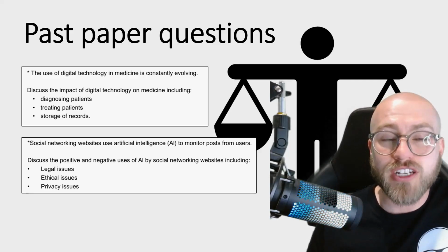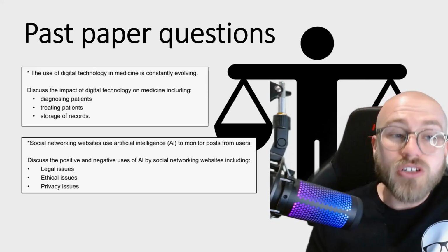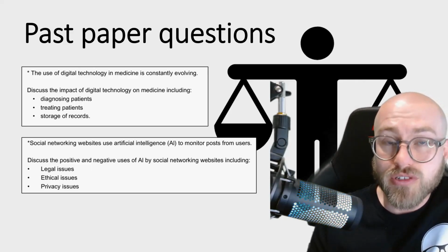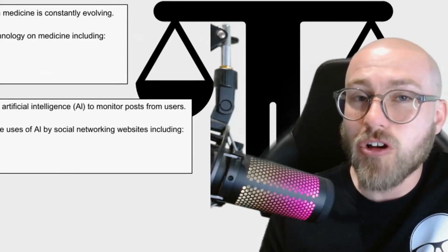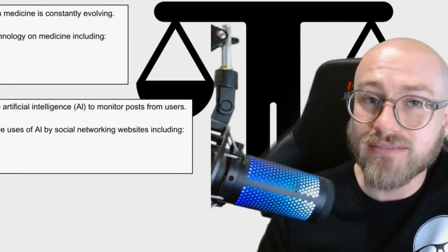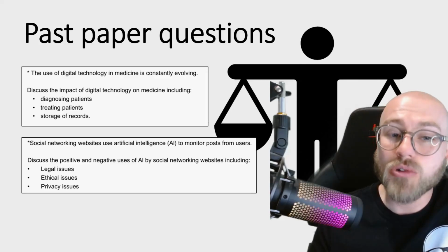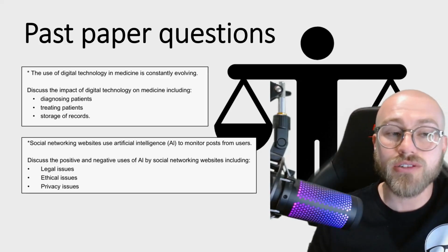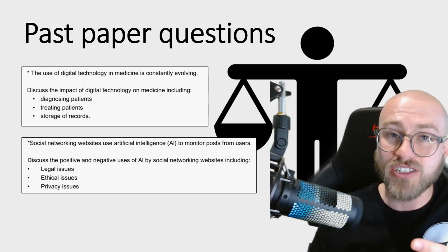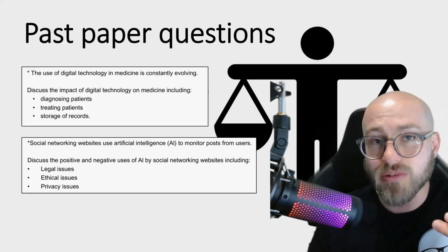Another example question, and I've shared these with you so that you can have a little go at these questions if you wanted to. Social networking websites use AI to monitor posts from users. AI is a massive topic at the moment. I think it's very likely it could be on this year's exam, but it is a complete guess. So discuss the positive and negative uses of AI by social networking websites, including legal issues, ethical issues, privacy issues. 3 huge bullet points that we keep coming back to in this topic.